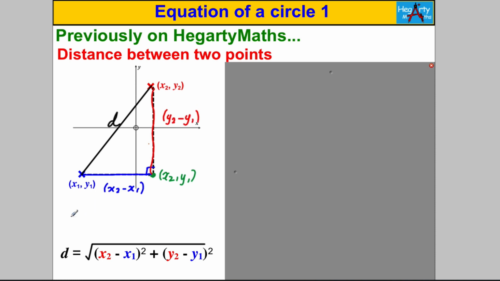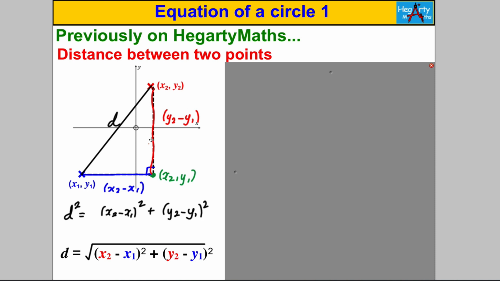So therefore, you would state that by Pythagoras, the hypotenuse squared, which is the distance squared, is going to equal x2 subtract x1 squared, the base, add y2 subtract y1 squared, which will be this perpendicular height here. And taking square roots of both sides, you would get the formula for the distance. And that's going to be really important when we're defining circles.